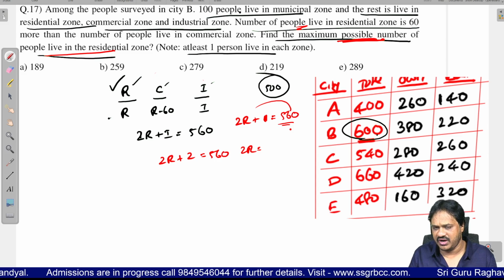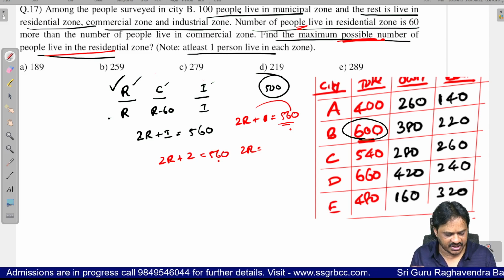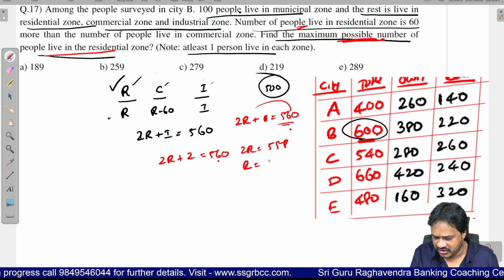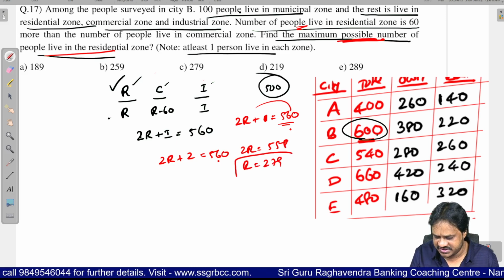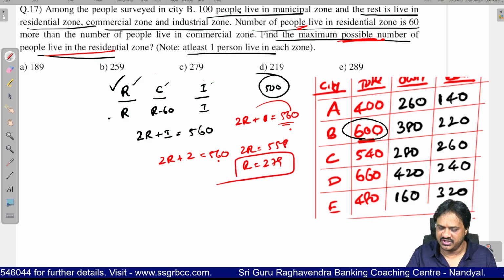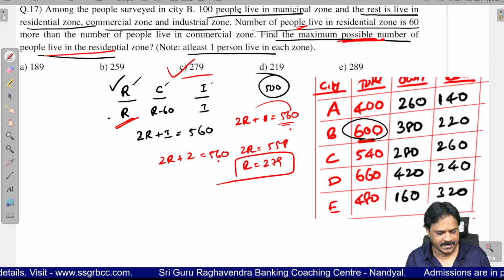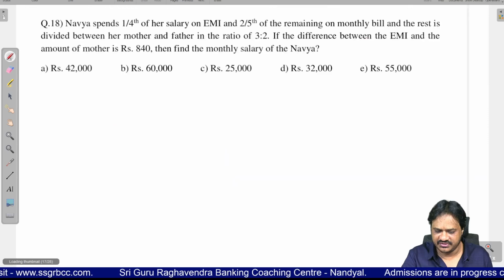2R value is 560 minus 2. 560 minus 2 is 558. R value is 279. So how many people are living in the residential zone, that means R? The answer is 279. Let us see the next question.